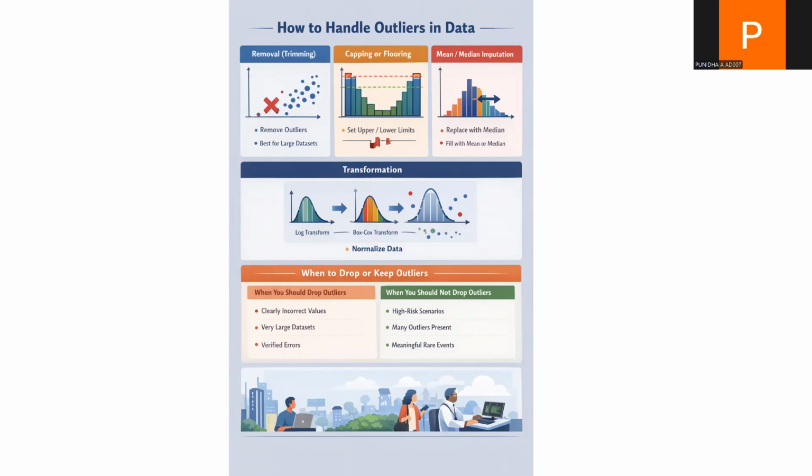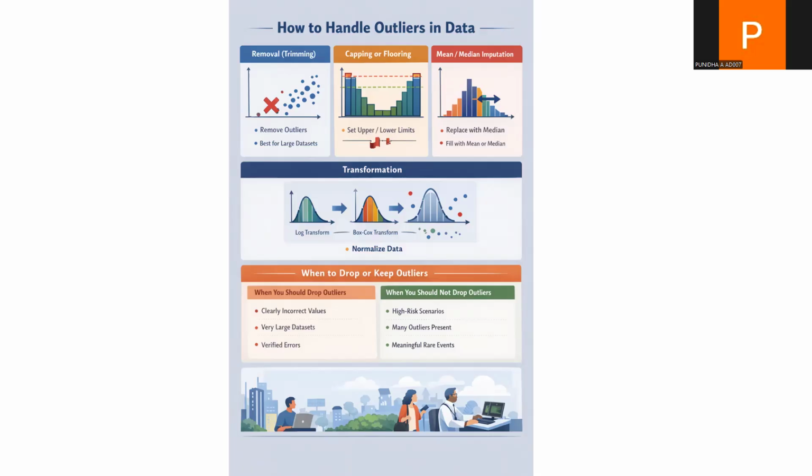Transformation. Transforming data can reduce the impact of extreme values. Common transformations include logarithmic transformation and Box-Cox transformation. Logarithmic transformation is useful when data spans multiple orders of magnitude. Box-Cox transformation converts skewed data to a more normal distribution. This method is useful when preserving all data points is important, but their influence needs moderation.